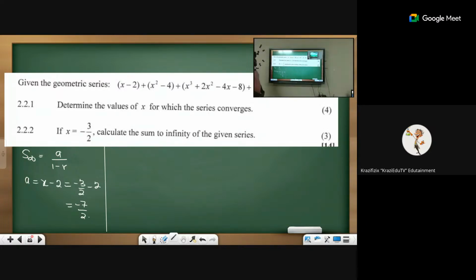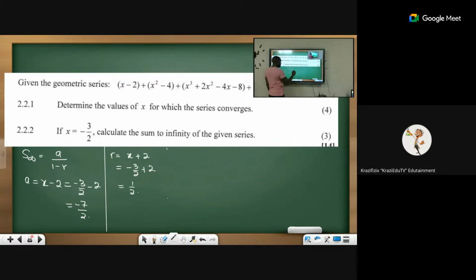What else do I need? I need R. Remember what our R is? We did it a while ago, so there's no need to do it again. T2/T1, we got x plus 2. What is our x? -3/2 plus 2. That is 4 minus 3, and that will give us half.